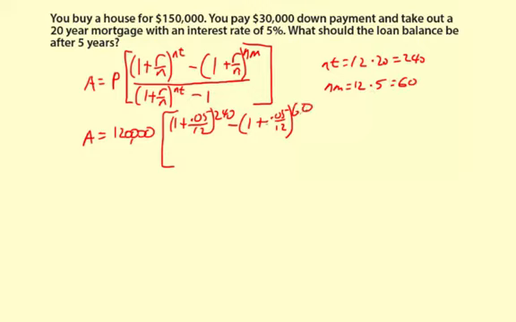So it'll be to the 60th power divided by 1 plus 0.05 divided by 12 to the 240 power again, and then minus 1. Okay, so that whole big calculation is going to tell you the loan balance after 5 years. So let's go to the calculator.